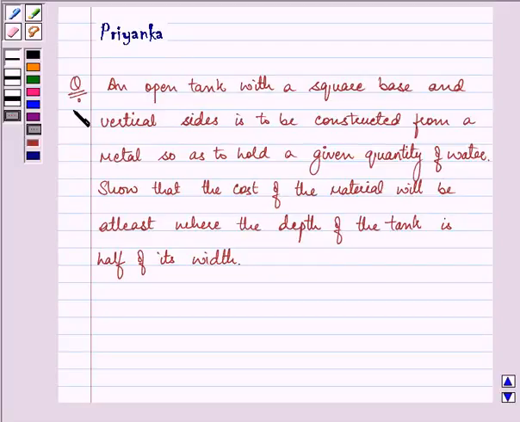My name is Priyanka and the question says, an open tank with a square base and vertical sides is to be constructed from a metal so as to hold a given quantity of water. Show that the cost of the material will be least when the depth of the tank is half of its width. Now let's proceed.